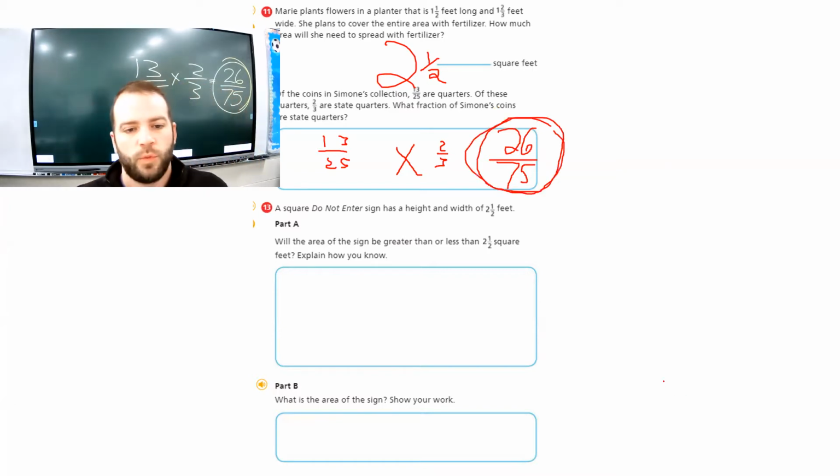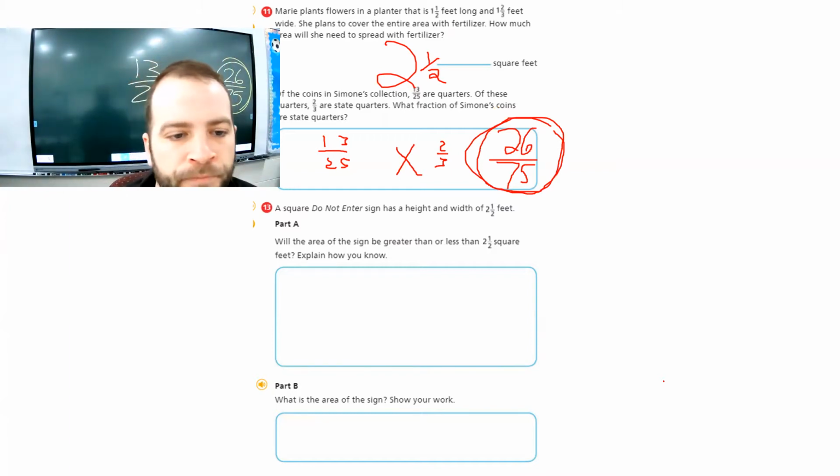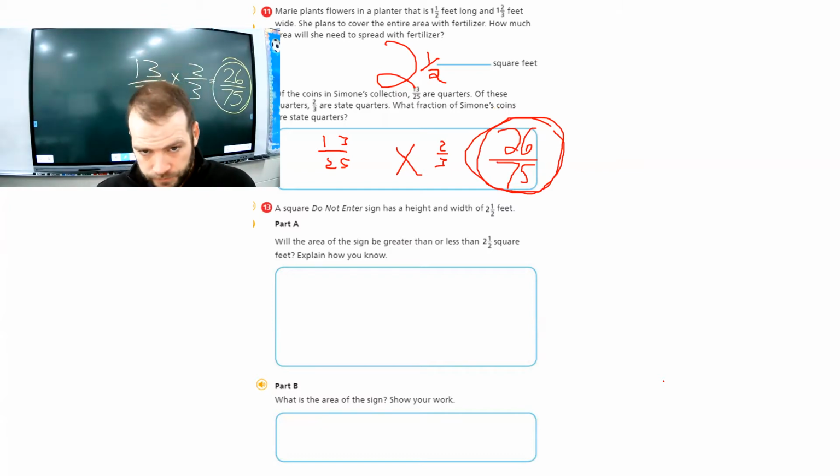Okay, last one, and then we're done with this portion, and I'll see you on the live Zoom. It says, a square do not enter sign has a height and a width of 2.5 because it's square. So there's the same amount on the height and the width. Will the area be bigger or smaller than 2.5? And then explain how you know.